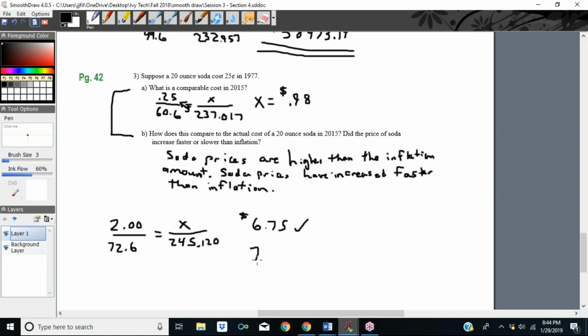But the actual minimum wage is $7.25. So this is the actual. This is the inflation, what it would be if we were keeping up with inflation. And so this shows us that the actual minimum wage is outpacing inflation. And that's good because, if it's outpacing the increase in the cost of goods and services, that's a good thing. So that's page 43, letter C.